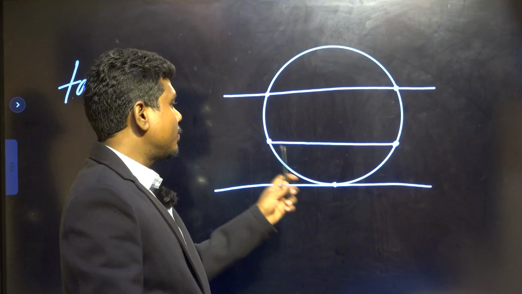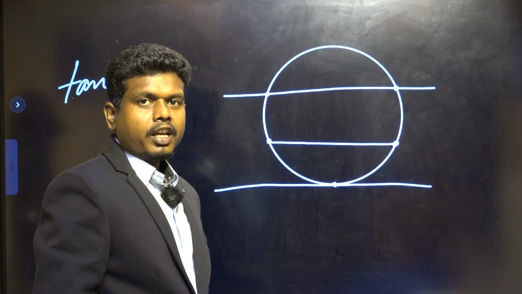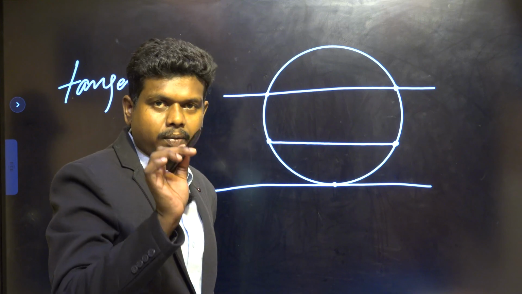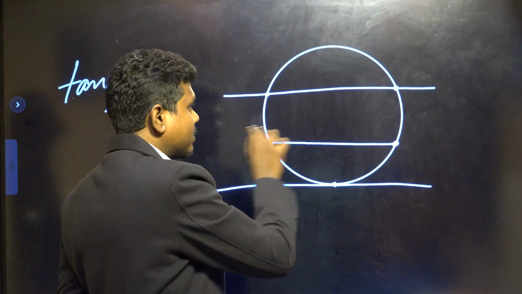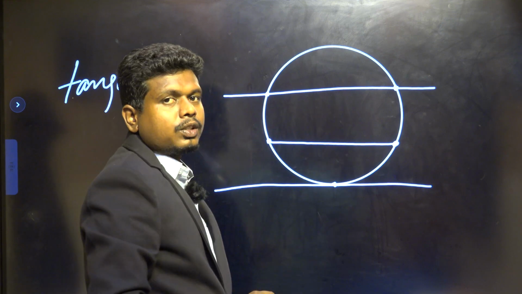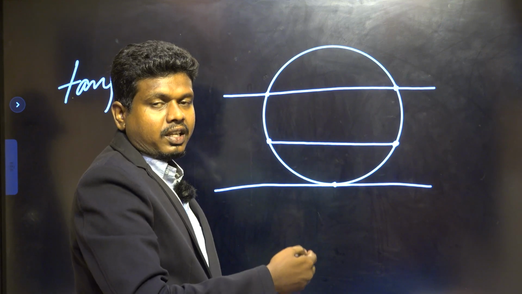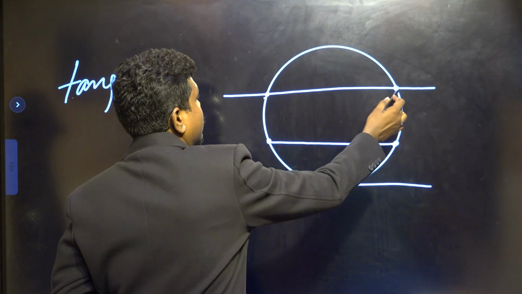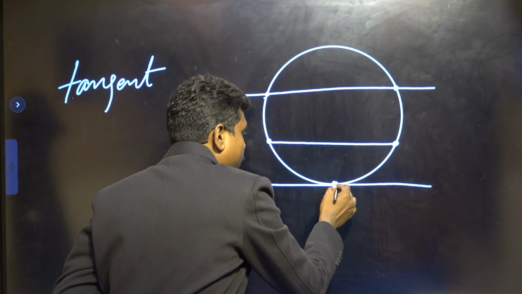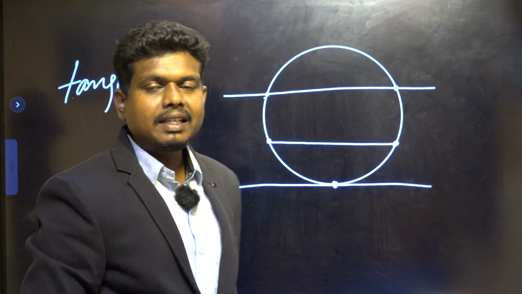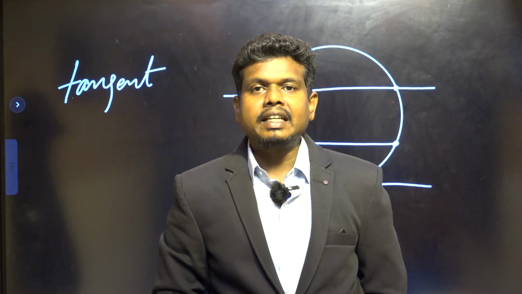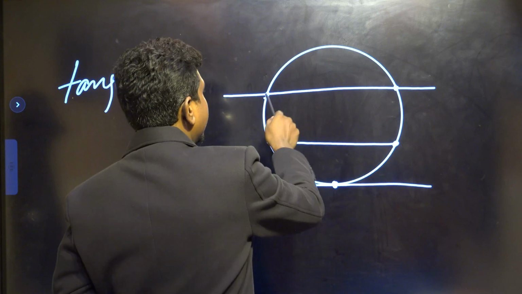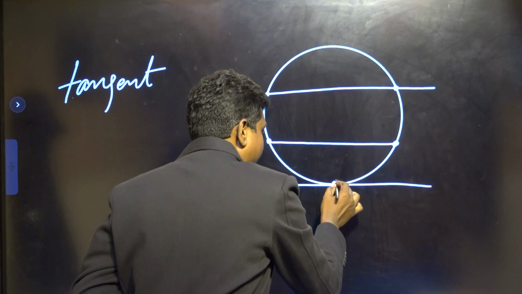Also, there is a comparison between the secant and the tangent. If you look closely, a tangent touches the circle only at one point, whereas a secant cuts the circle at 2 points. So I can say that a tangent is also a secant when the 2 points of the secant coincide at one point. Can you understand this? A tangent is a special case of secant when the 2 points of the secant coincide at one point.